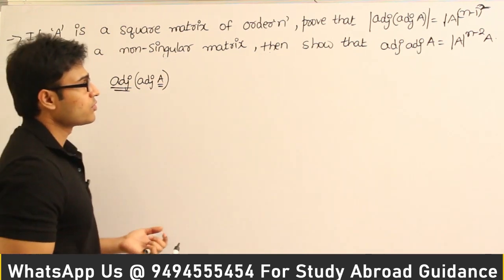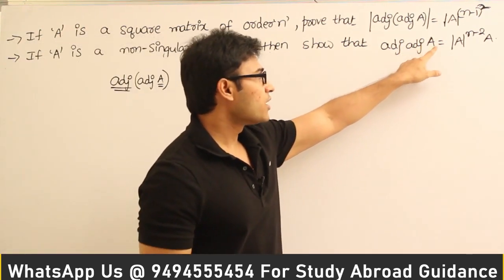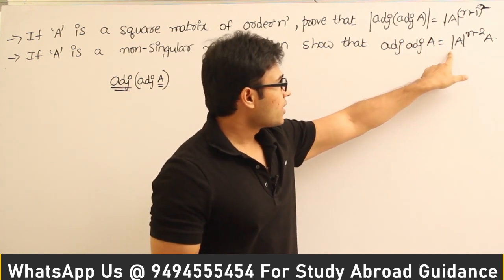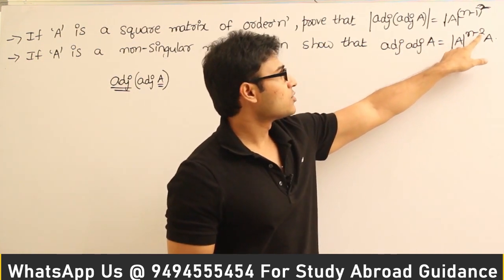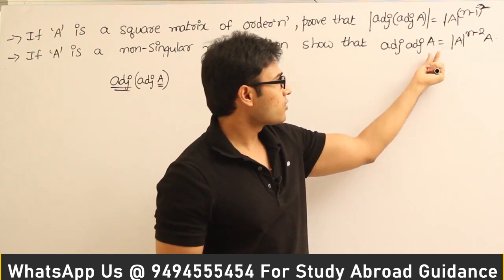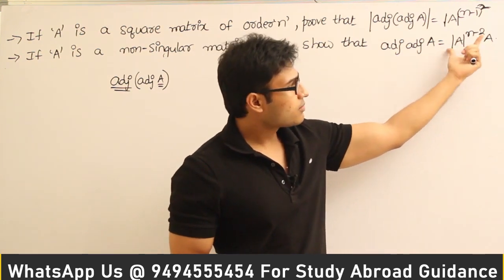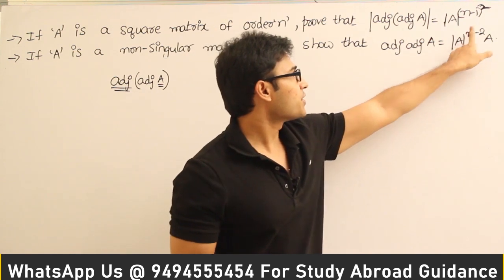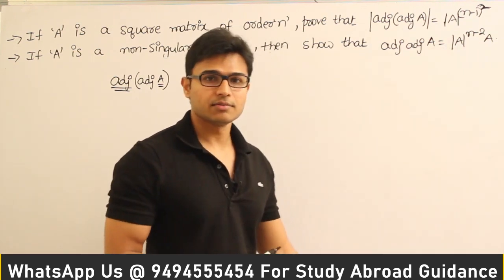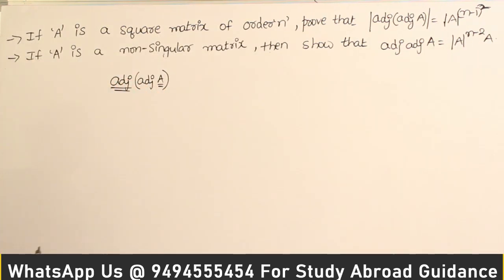But if you can prove that taking the adjoint of A two times is nothing but the determinant of A raised to the power n minus 2 into A, then we can just find the determinant of A, take A, and multiply it with that constant, det A power n minus 2. It is simple, right? That is why this proof is important.